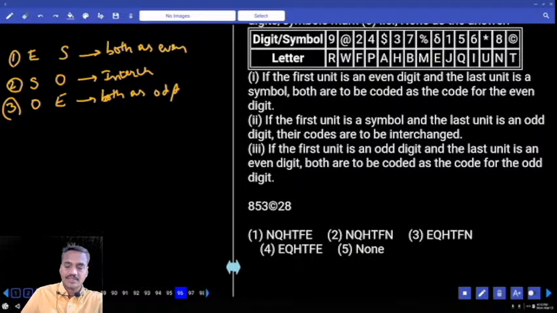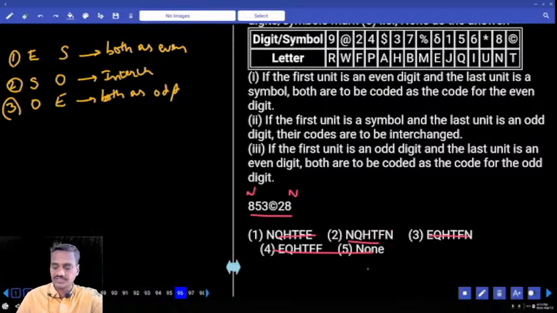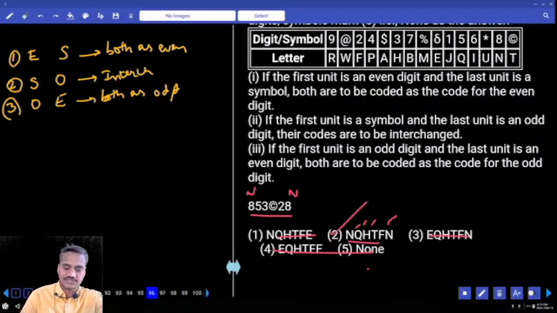853 copyright 28. Now 8 is even, and the last is even too. Symbol and odd and even are not there, so this is not following any one of the given rules. Then we need to take the code according to the data table. What is the code for 8? 8 is N and the last is again N. N and N must be repeated, so these are ruled out. We are left with this one. 5 is Q, 3 is H, copyright is T, and 2 is F. Choice 2 is the answer to 96.